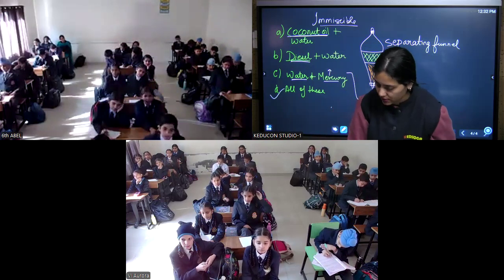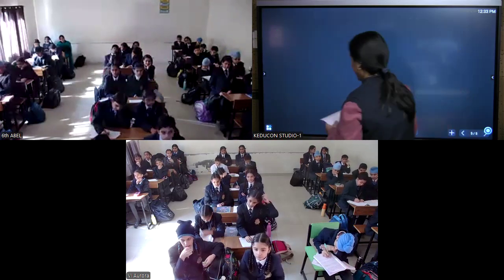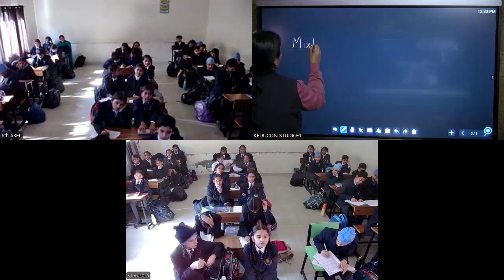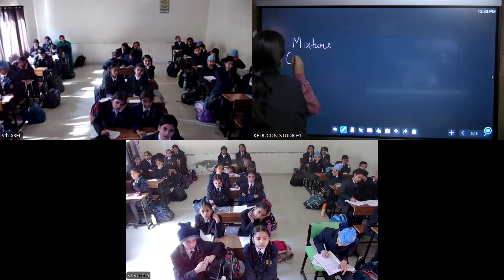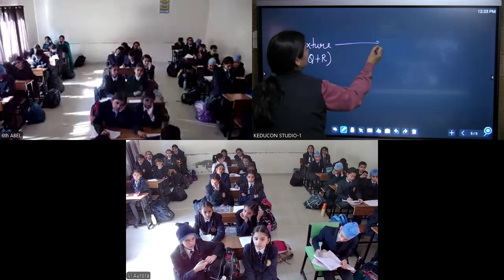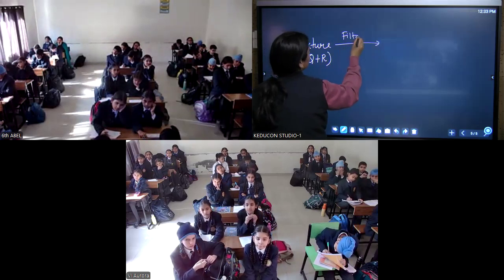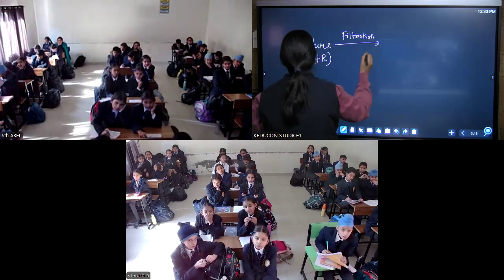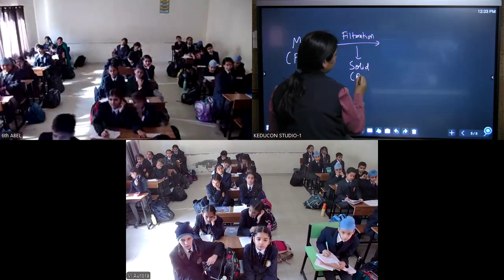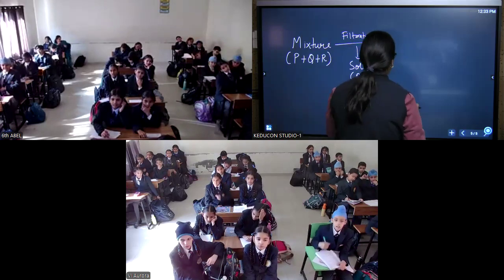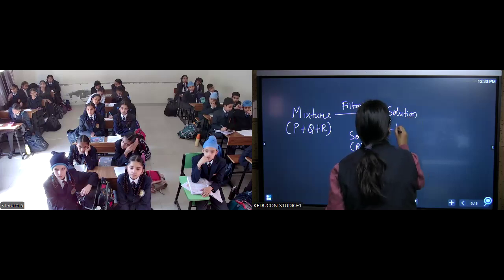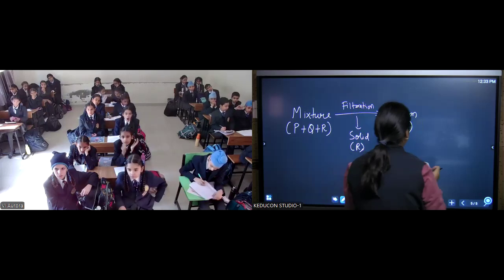Okay. So next question. Again, it's a flow chart. It's a mixture of P, Q, and R. We use separating techniques. Here first is filtration, and we get solid here. That is R. Okay. Then we are left with P and Q, because R we have separated.